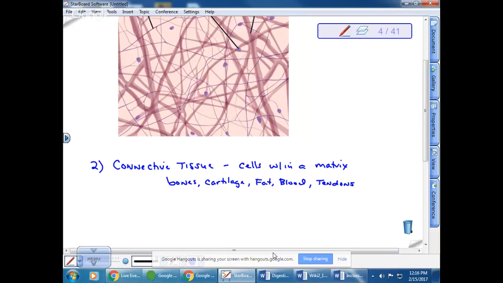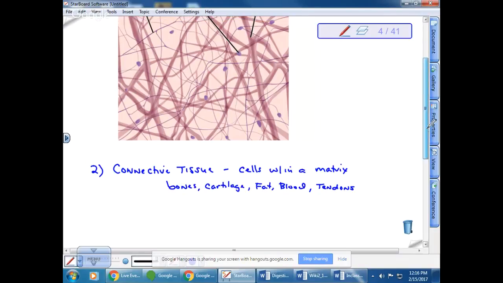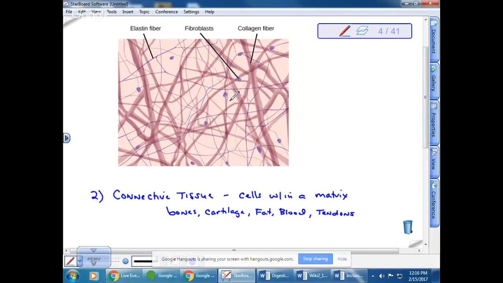And so if we look at this example, and this is from your book, this just shows a cell, and the matrix is composed of protein. So for example, in our bones, we have connective tissue, and bones are living tissue, and they have cells that lay down the matrix. And so the matrix can have fibers in it that give it its strength. So for example, bone and cartilage have collagen fibers that make it very strong, okay?